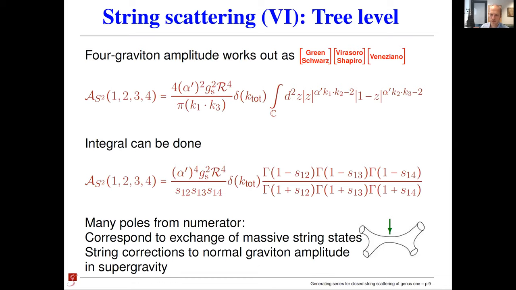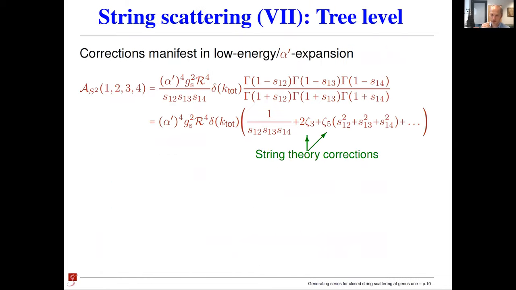And you can make them more manifest by doing this alpha primed expansion. So here's the full formula that I showed you. And now you can do an expansion in low energies, or as I said, in alpha primed, or equivalently in terms of these Mandelstam variables. So you expand out these gamma functions here. What you get is a leading term, which is just where all the gammas are one. And then you get corrections to that. So the leading term, this is what you would compute using Einstein gravity.